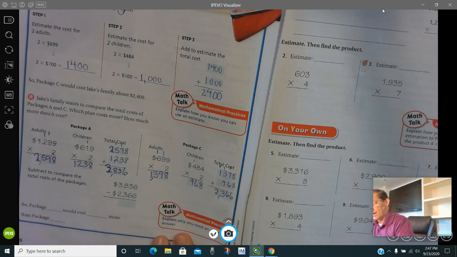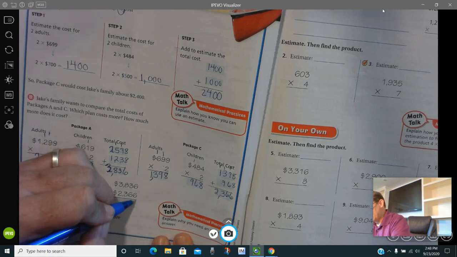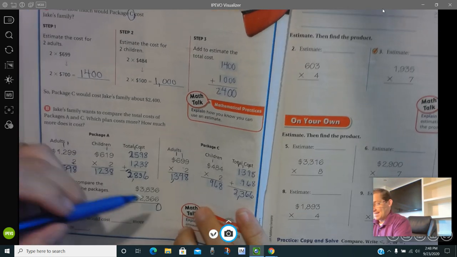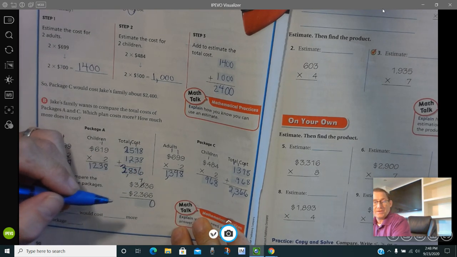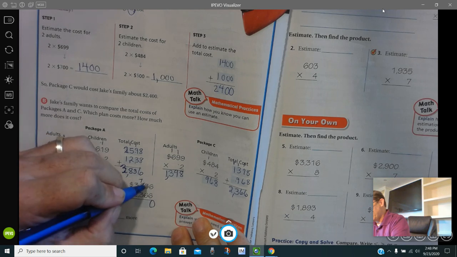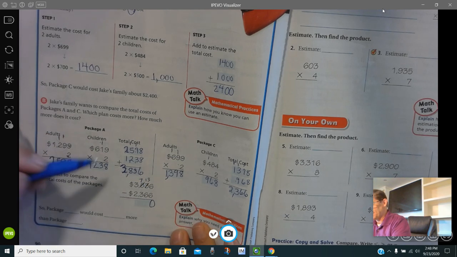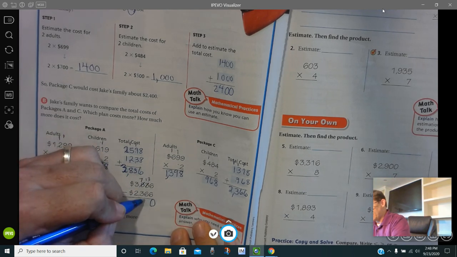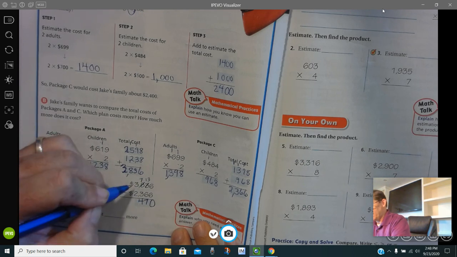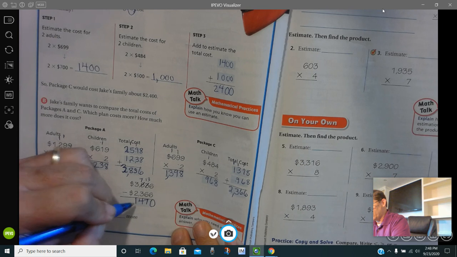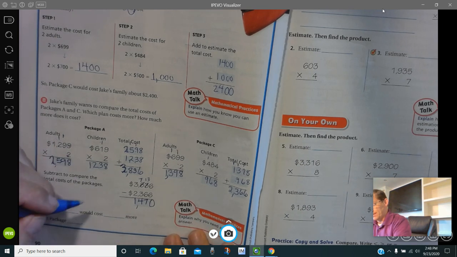Take away package C. 6 take away 6 is 0. I can't take 6 from 3, so I'm going to cross that out. I'm going to borrow from the hundreds. I'm going to take 100 and turn those into 10 tens. So 13 tens take away 6 tens is 7 tens. 700 take away 300 is 400. And 3 take away 2,000 is 1,470.